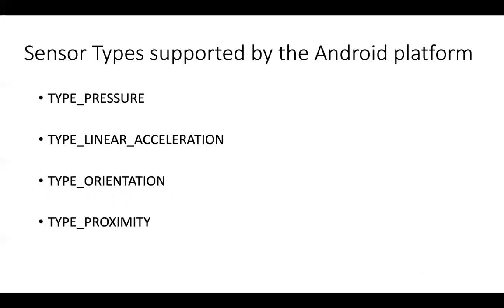The sixth type is pressure. This is also a hardware type of sensor, which measures the ambient air pressure. And usage is monitoring air pressure changes. What are the air pressure changes at different places or different levels?